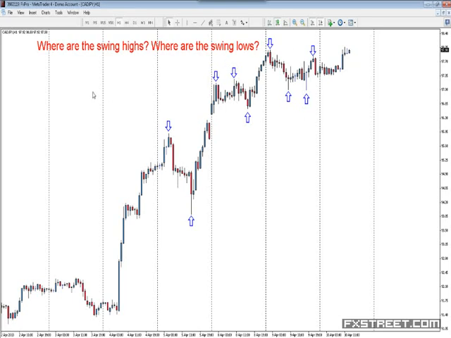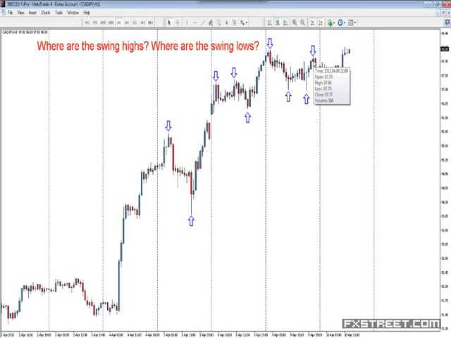So why is it important to look at where the highs are and where the lows are, where the swing highs are and where the swing lows are? Because we want to know where the market's traveling. If the highs are going higher and the lows are going higher, it's an uptrend. If the highs are going lower and the lows are going lower, it's a downtrend. What happens if the highs and the lows are about the same spot? And that's basically what we have right here.